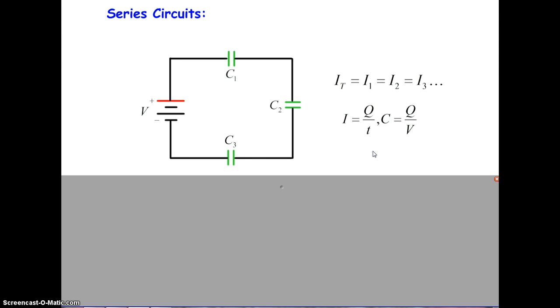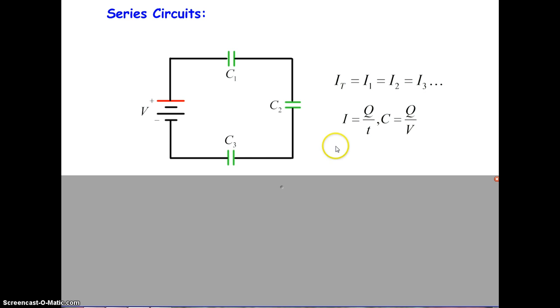Well, if we take into consideration that capacitance is charge divided by potential difference between the plates, if the current remains constant, then that means the rate of charge flow remains constant. That means for capacitors in series that the charge on each plate in a series circuit is also constant, no matter the size of the capacitor in that circuit.